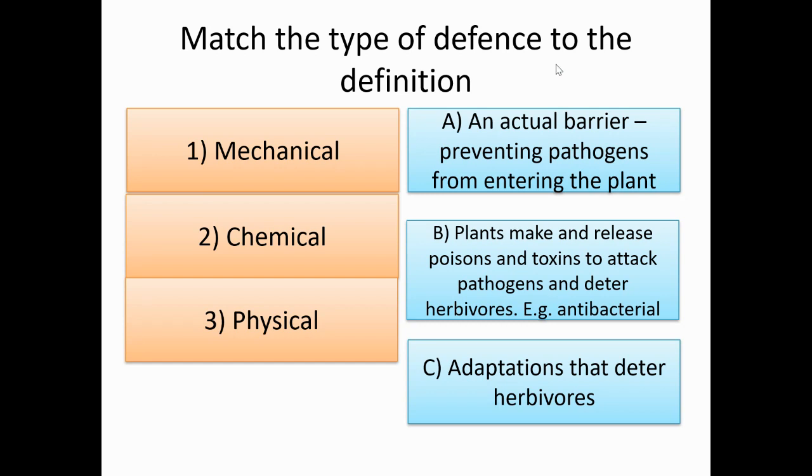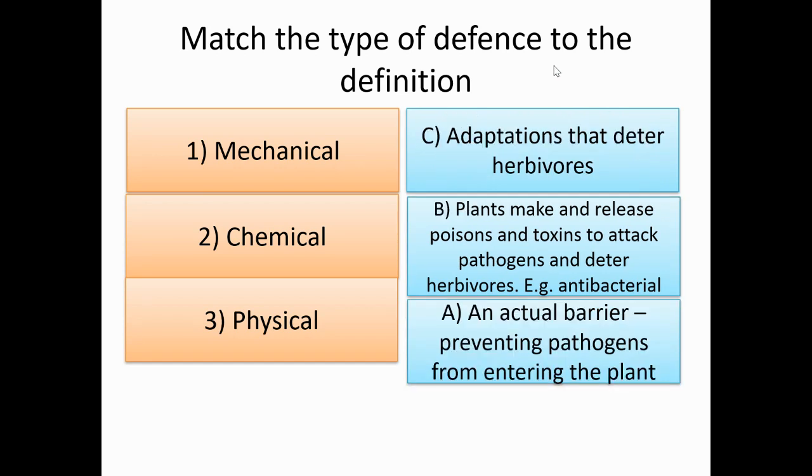Okay, welcome back, Y10. Let's have a look. So mechanical defense would be an adaptation that deters herbivores. Chemical defense is when plants make and release poisons and toxins to attack pathogens and perhaps deter herbivores, but they're especially antibacterial. And physical is an actual barrier, a physical barrier which prevents pathogens from entering the plant.